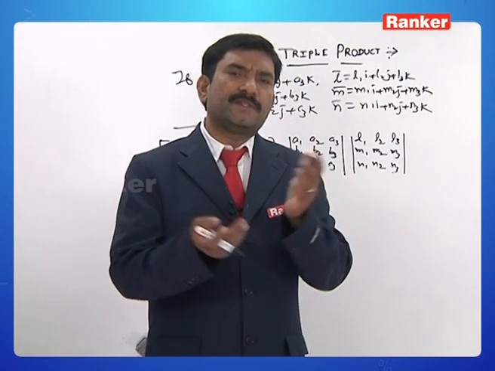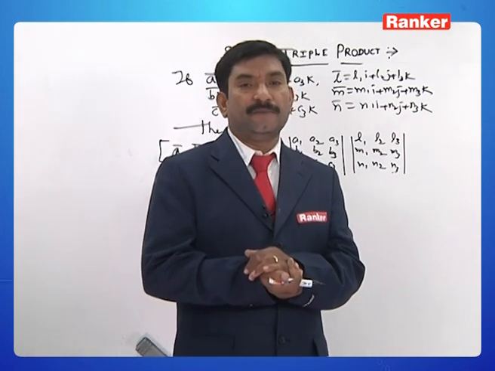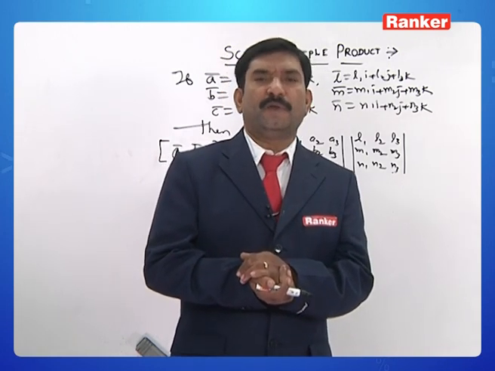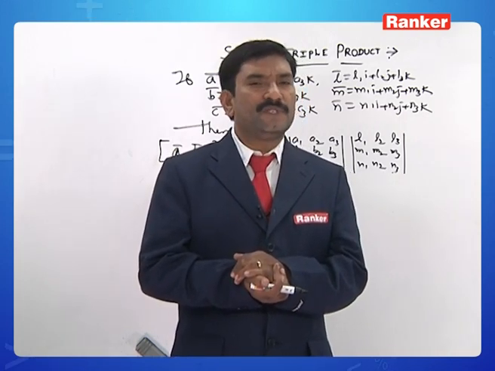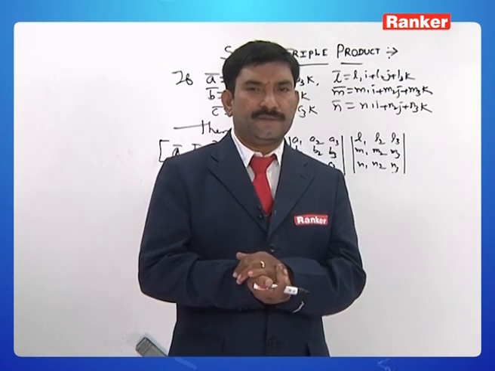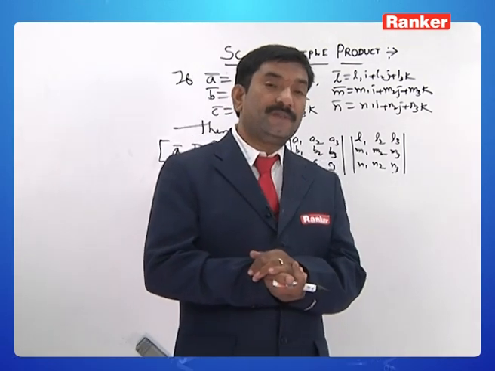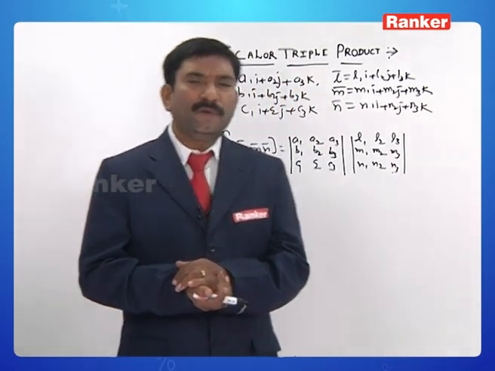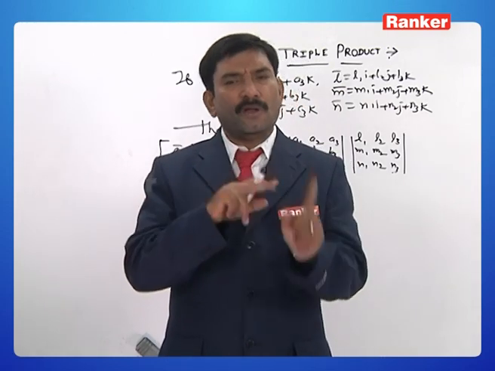Every determinant is nothing but a square matrix. In matrices, any two matrices can be multiplied provided the number of columns in the first matrix is equal to the number of rows in the second matrix. Followed? So now in matrices, you can multiply a row with a column or a column with a row.